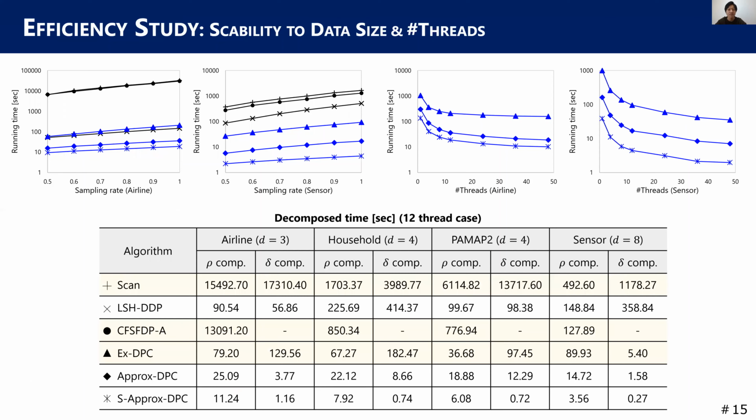Last, running time. The left figures show the scalability to data size. The right figures show the scalability to the number of threads. The blue lines show the results of our algorithms. EXDPC is quite a bit faster than existing exact algorithms, SCAN and CFSFDP. Also, approx-DPC and S-approx-DPC are faster than LSHDDP and scale well to many threads.